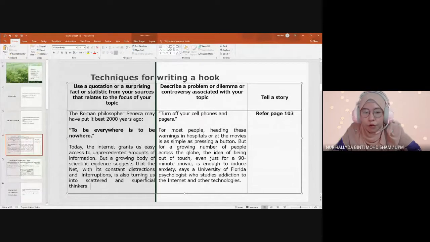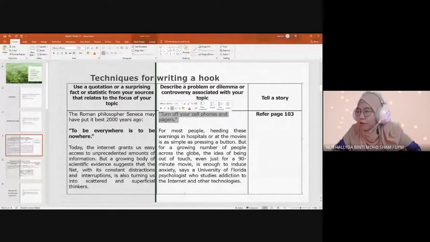If you don't know any quotation, you can also use a surprising fact or statistic related to your topic. Okay, the next technique is to describe a problem or dilemma or controversy associated with your topic. For example, here: "Turn off your cell phone and pagers." So this is just like a general dialogue, right? "Turn off your cell phone and pagers."